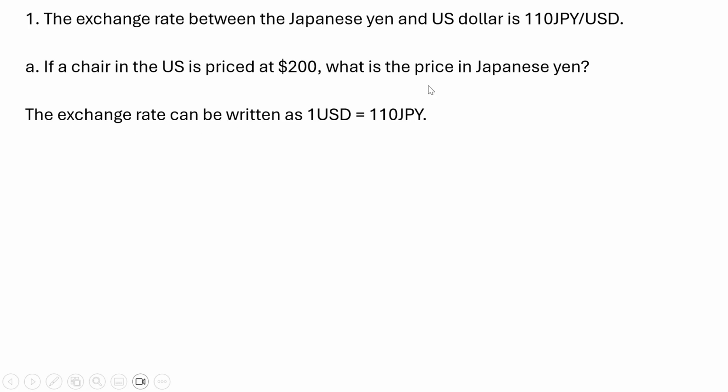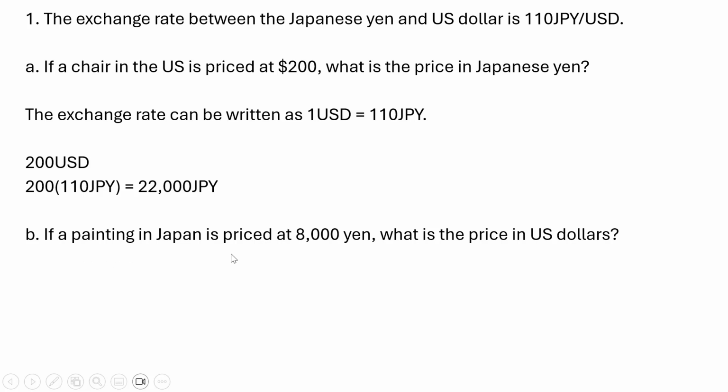The exchange rate written on top can be rewritten as follows, where 1 US dollar will return 110 Japanese yen. Let's take that chair, which is in the United States, priced at 200 US dollars. What we can do here is substitute out the USD. Since USD equals 110 Japanese yen, we'll make that substitution. And that $200 US chair in Japanese yen is now 22,000 Japanese yen.